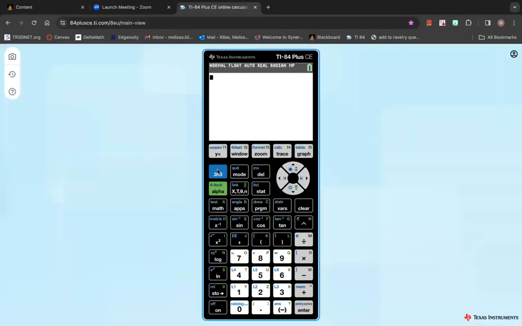Okay, I'm going to do this problem again, exact same one we did. So I did second vars and I'm going to normal CDF. My lower is 2.465. My upper is going to be infinity or 1E99. My mean is 2.46.